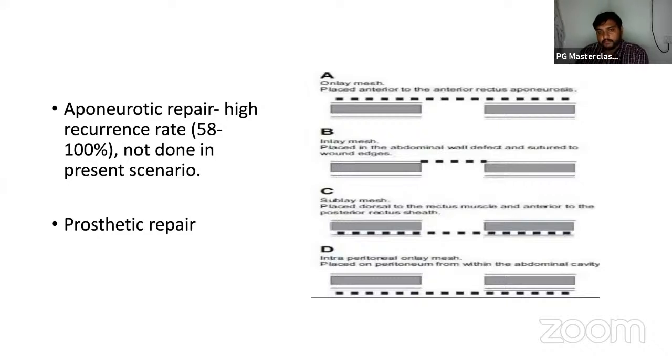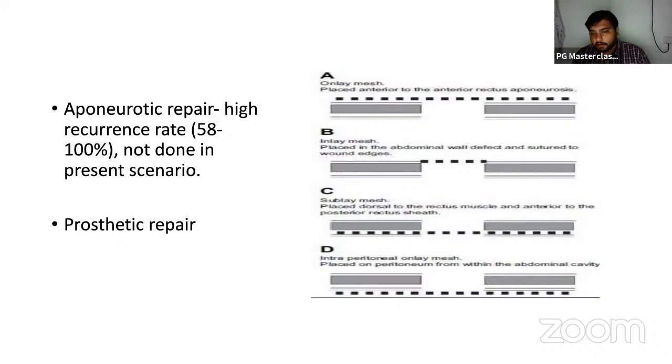Inlay mesh is placed in the abdominal wall defect and sutured to the wound edges. The anterior rectus sheath, as it is a part of it, is just like a replacement mesh. Again, infection chances and erosion of mesh are more in inlay mesh, and it is a difficult procedure to do in cases of peristomal hernia. Sublay mesh is placed dorsal to the rectus muscle in a retrorectus plane, or can be done in a preperitoneal plane if the plane can be made.